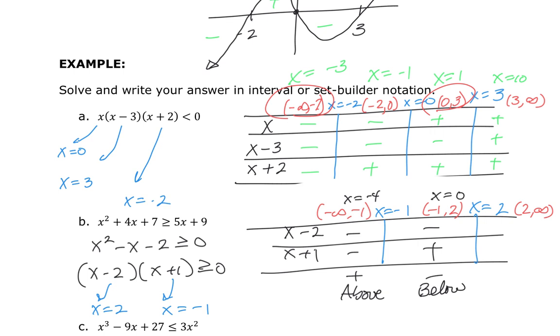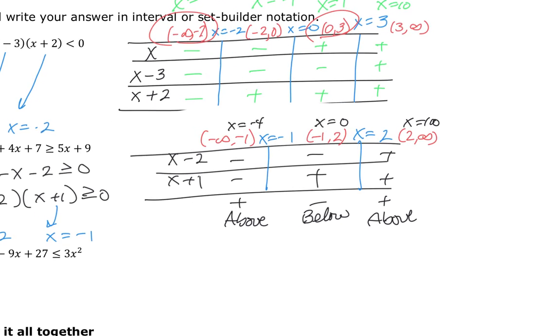And I'm going to choose something in this final one, so let's put in 100 because we're just balling out of control. So 100 minus 2 is positive, 100 plus 1 is positive, so this region is positive, positive, and so together, combined, multiplied together is positive, so this is above.